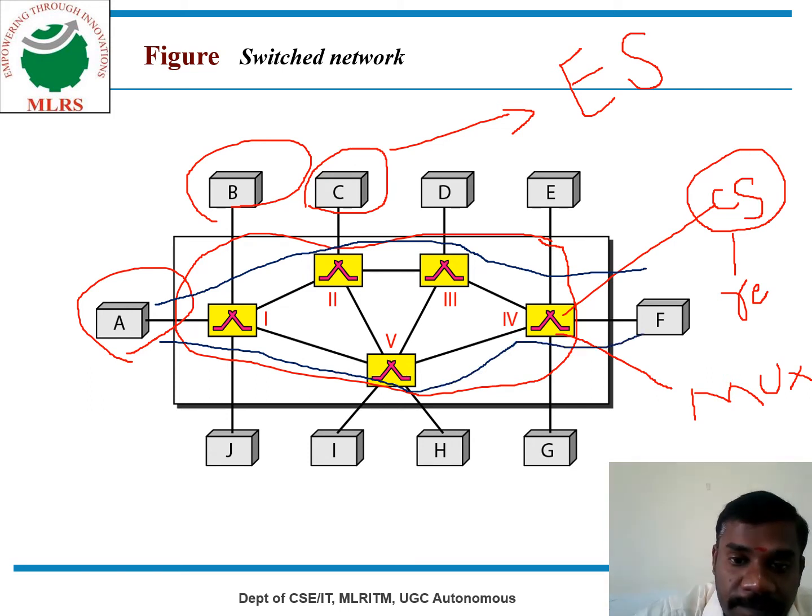I told you in the beginning, initially it creates temporary links. Temporary links are for what? For passing the signals. Here there are two ways. Either the signal transmits A to 1, 1 to 2, 2 to 3, 3 to 4, 4 to F, or A to 1, 1 to 5, 5 to 4, 4 to F. This way it can send the signals.